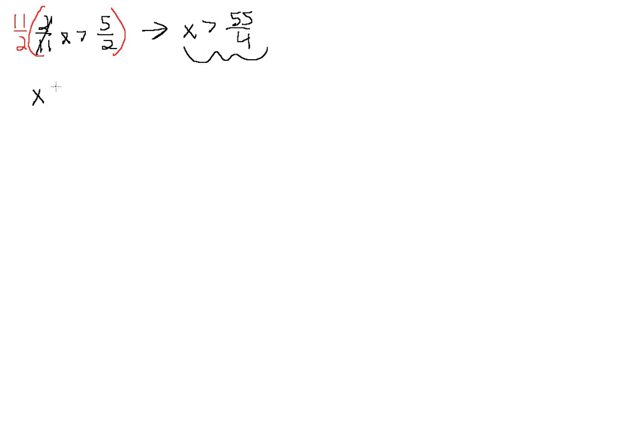And that is our solution given in inequality notation. x is greater than 55/4. Let's go ahead and write it in set notation as well. That's our second way: the set of all values x such that x is a real number greater than 55/4. Again, we say real number because we're not dealing with irrational numbers.